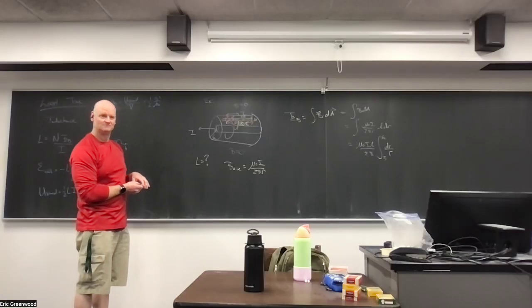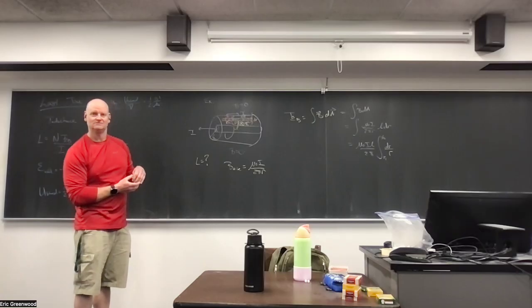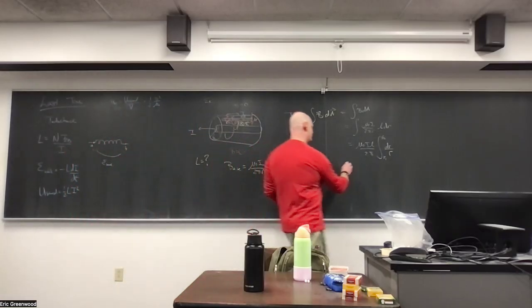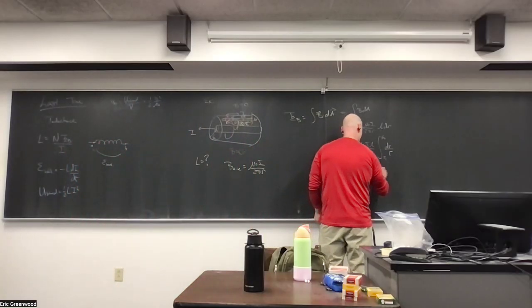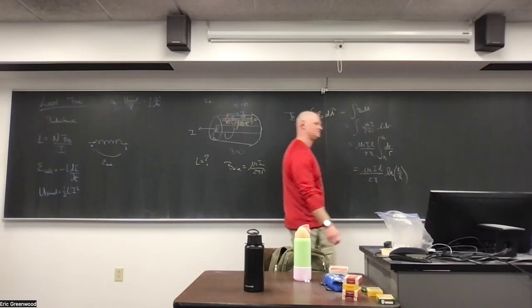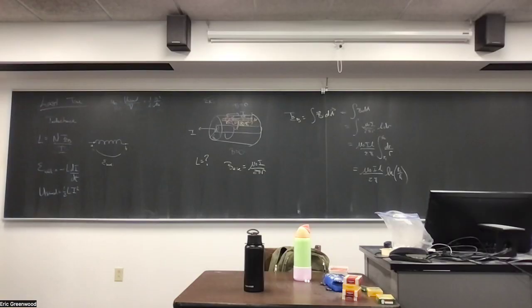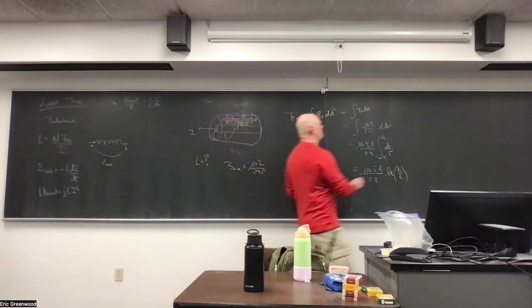Okay. C'est bon. What is the integral of 1 over r dr? Natural log of r. So this guy then is going to be equal to mu naught I L divided by 2 pi times the natural log of R2 over R1. So this then is my magnetic flux.